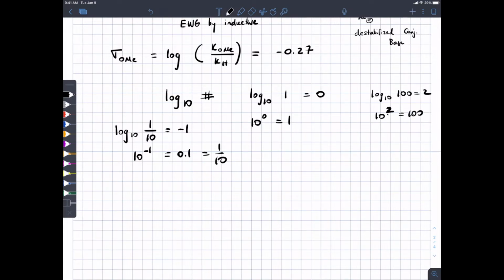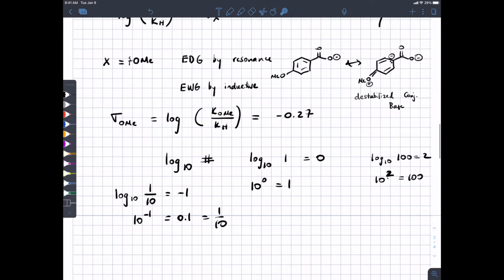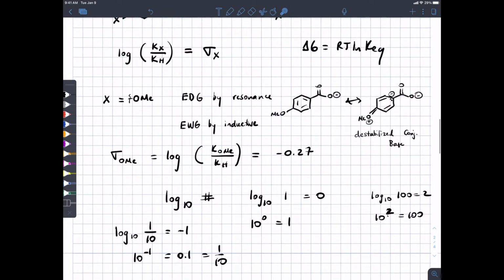So the fact that this is negative means that the equilibrium constant for hydrogen is bigger than the equilibrium constant for the methoxy group, which is consistent with what we expected, because you think the methoxy group's going to destabilize the conjugate base, so benzoic acid should be more acidic than the methoxybenzoic acid.